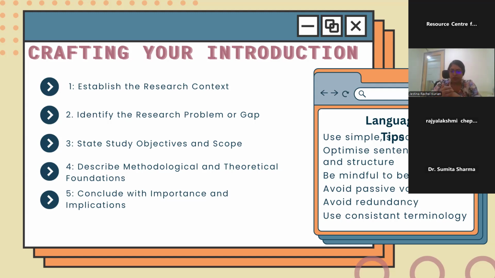Then avoid passive voice. These are normal tips for writing an introduction for any manuscript, not just bibliometric. And avoid redundancy. This is why I say your manuscript introduction should be short, maximum 5 paragraphs. It doesn't need to be 5, 4 is good enough.